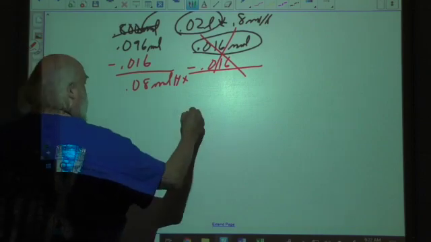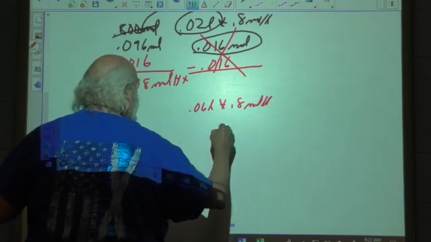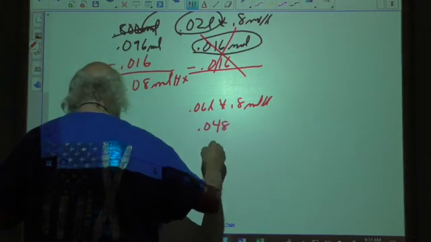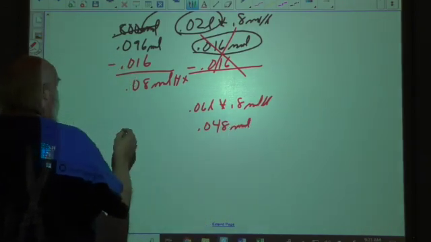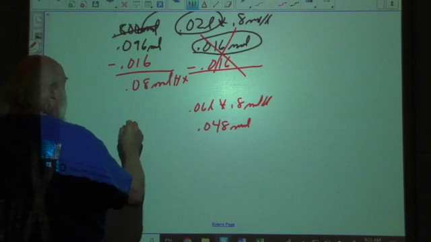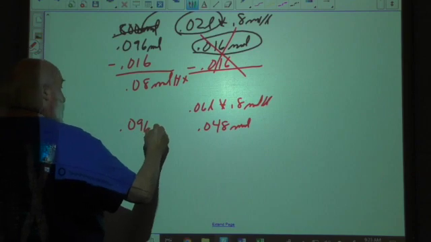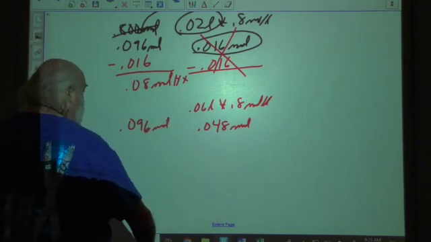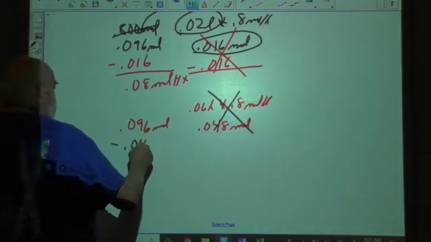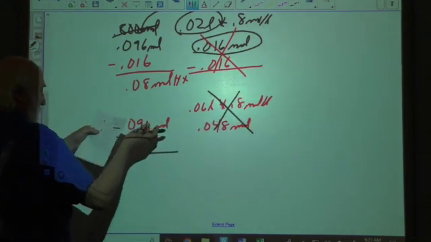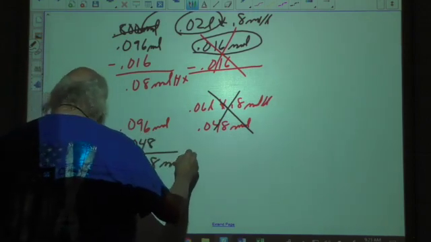We got 0.06 liters times 0.8 moles per liter. And this gives us 0.048 moles of base. And again, we still have the 0.096 of the moles here. And since we have less of this and this, we're going to subtract 0.048 from this, because that is going to eat up 0.048 of this, to leave you 0.048 moles of the H positive.